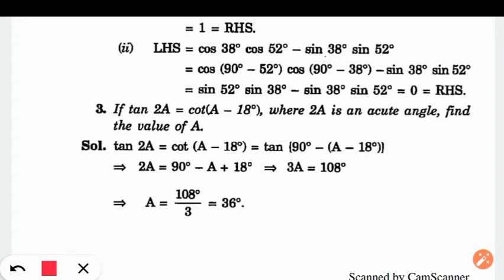You can get a question like this also. Here we will have sine and here we will have cos, and you need to find the value of theta or A or B, whatever. Then you need to do the same thing. Either you can change sine or cos. In place of sine you can write cos (90 degrees minus theta). In place of cos you can write sine (90 degrees minus theta).